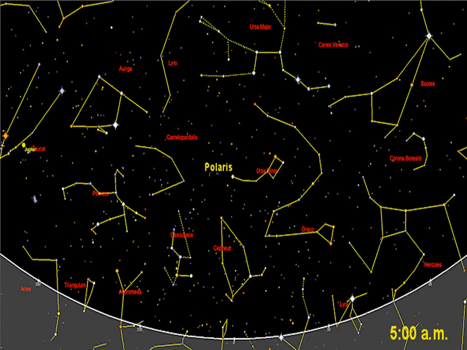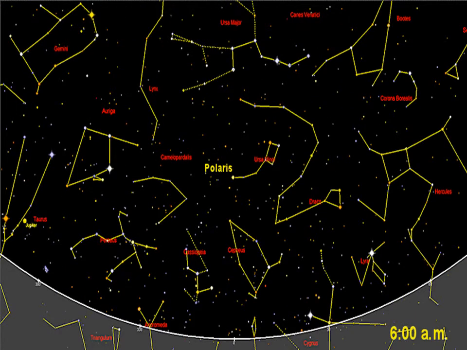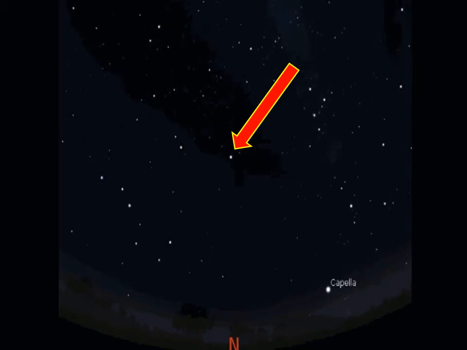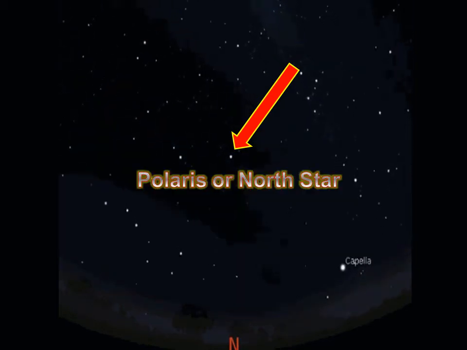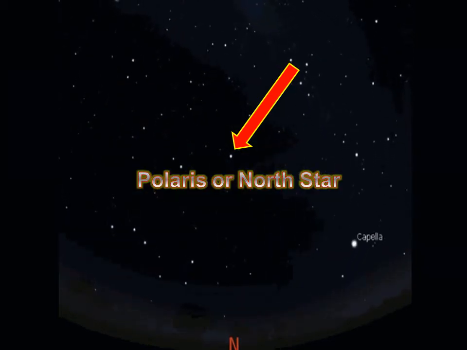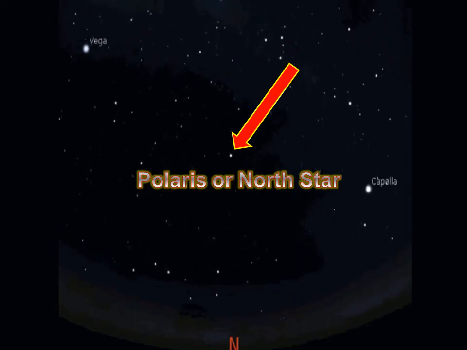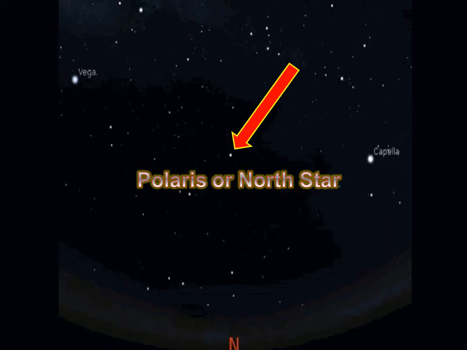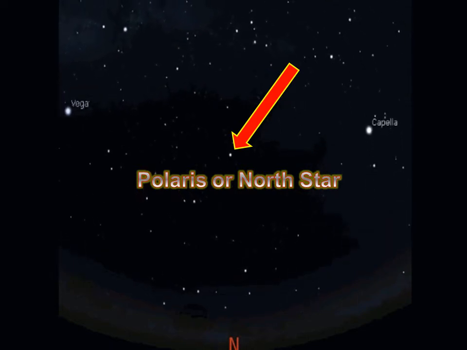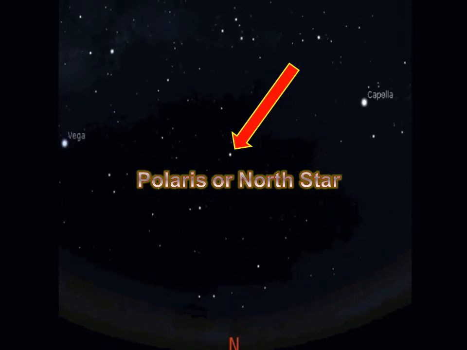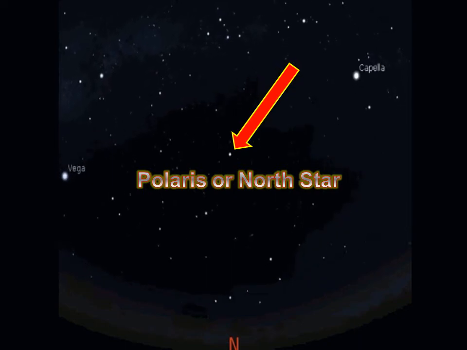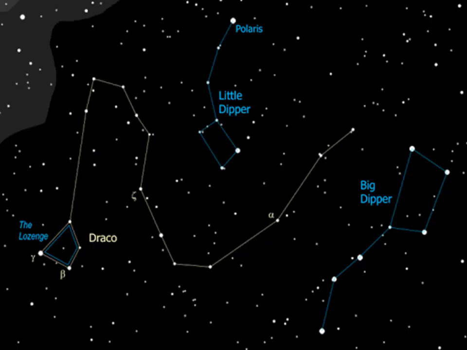Now look at the pattern, a dipper, which contains a star called Polaris. This Polaris, or North Star, is a very hot and very large yellow-white star. It is almost 2500 times brighter than the sun. It does not look larger than the sun because it is much farther away.